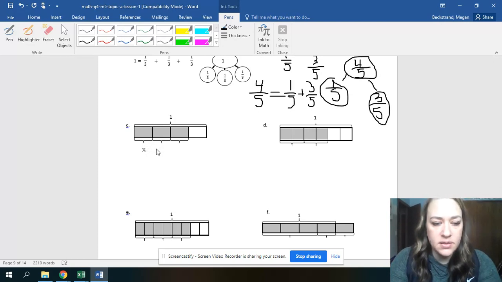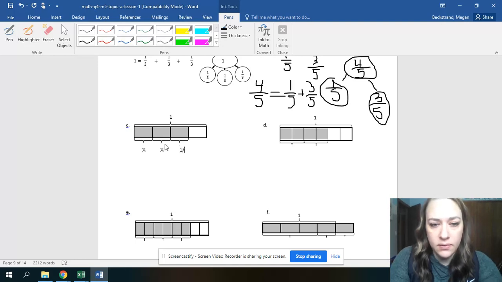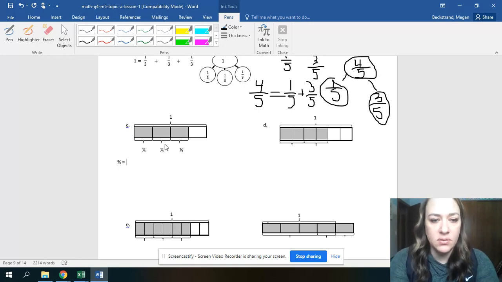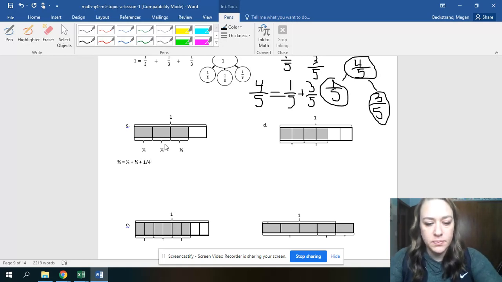Here, I have another one. So notice my brackets below are only under 1 unit each, okay? 1/4 and 1/4. If I want to write that as a number sentence, I can show that I have 1, 2, 3, 3/4 is equal to 1/4 plus 1/4 plus 1/4. Sorry, that's really small.